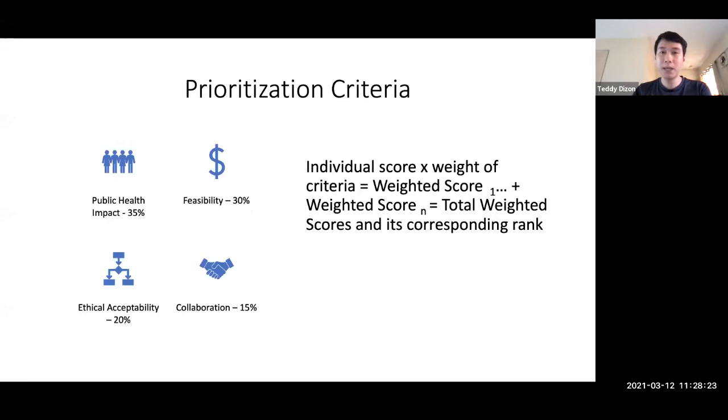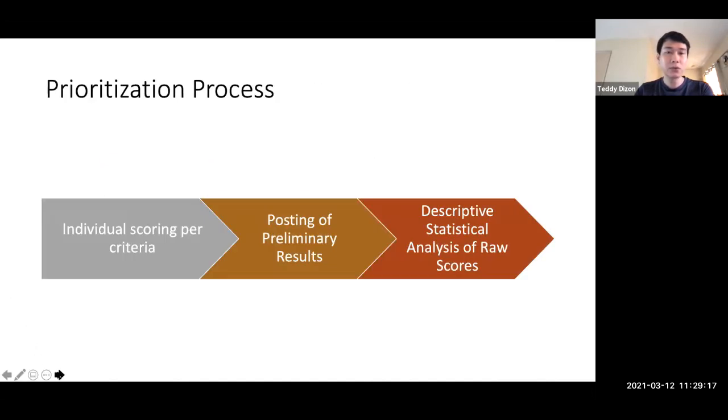Lahat po ng scores na ibibigay natin sa prioritization, is it a yes or a no lang po, and then we will code that 0, 1, 2, and 3. Tapos po, bibigyan po natin ng scores, and then magkakaroon po tayo ng weighted score. We will compute that po, and then the total weighted score will be the basis of the ranking. So again, we have public health impact, 35%, feasibility, 30%, ethical acceptability, 20%, and collaboration, which is 15%. Now, all of this po, isa-isa pa rin po natin bibigyan ng score ang lahat ng ating research agenda. So without further ado, so Sir Raymond will launch the poll after I explain this process.